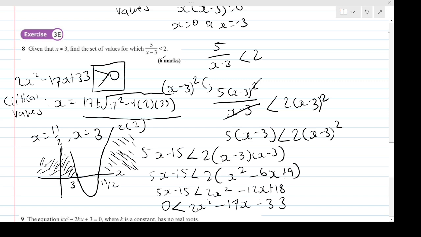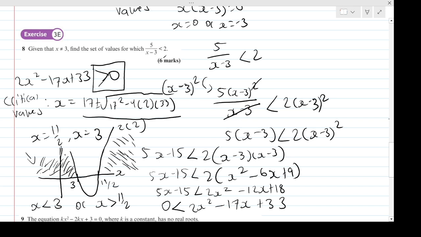So those are the two values. So actually the first region on the left is the values when x is less than 3. Or the other region is when x is bigger than 11 over 2. Okay. So when x goes that way to the right. So those are two solutions then. There we are.